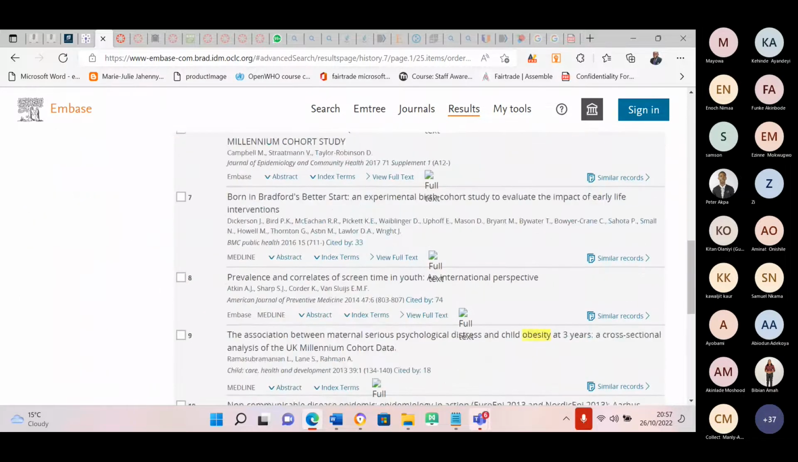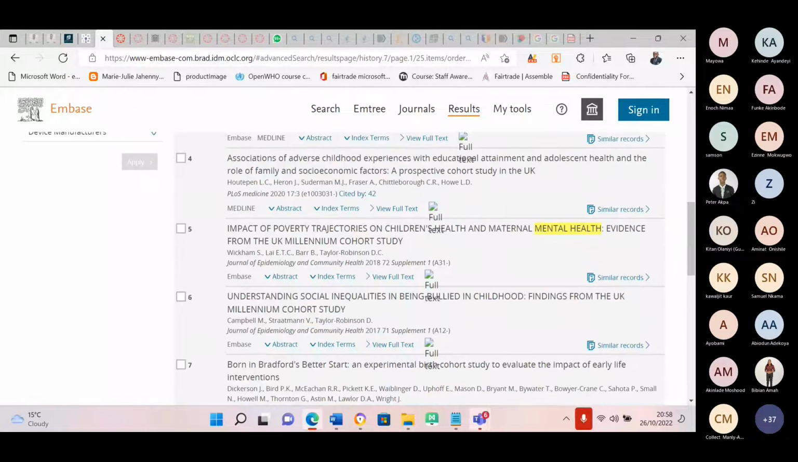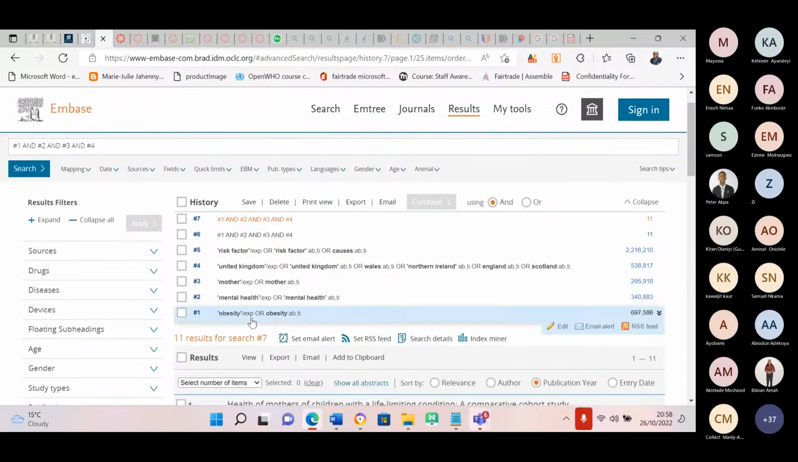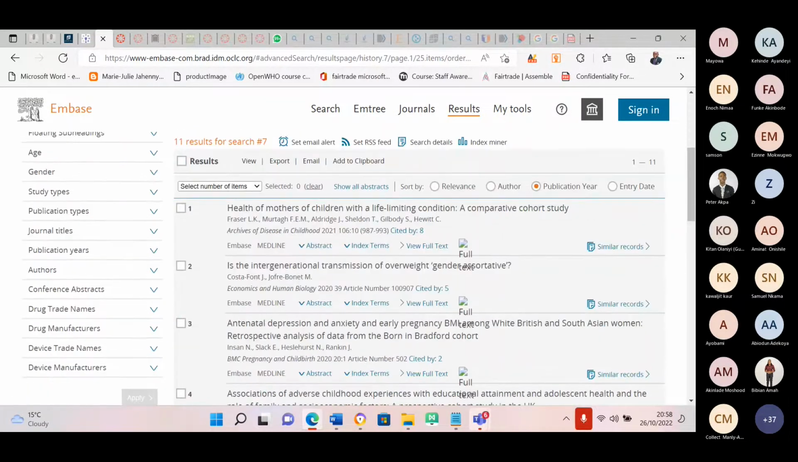sometimes you should get like maybe 200 results, 300 results. This is just a sample. So you might need to work on the keywords so that you'll be able to get more records. But now I want to screen by title. If I look at these titles, are they addressing my topic? Health of mothers of children with, I want something about obesity. Here is international, I don't know. Gender aspect, I don't know.